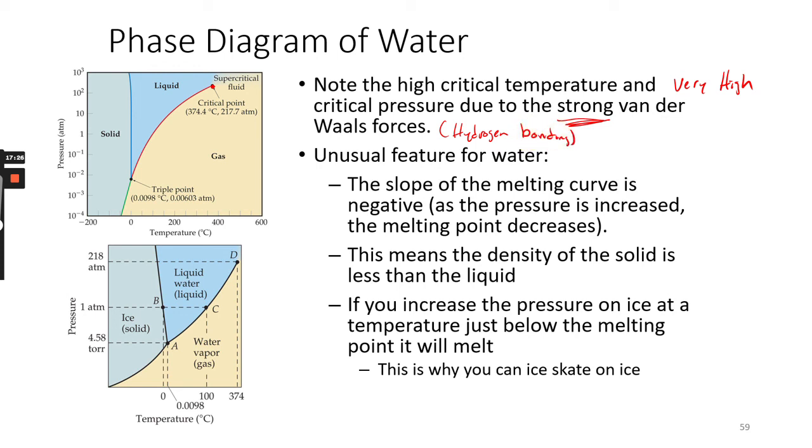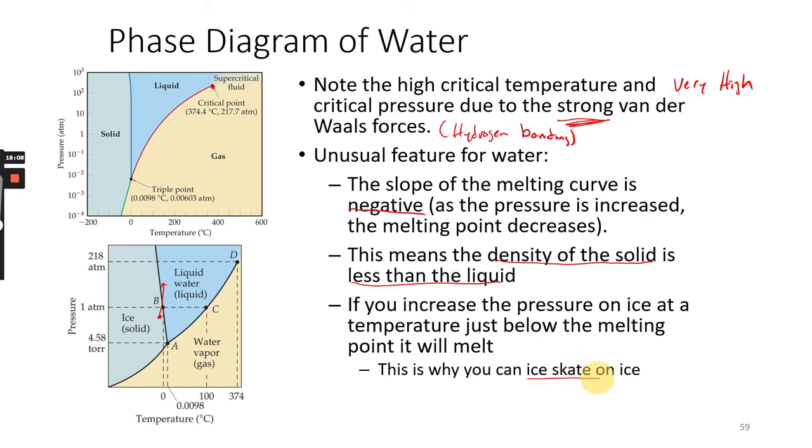What are some unusual features about the water? The slope of this line is not positive. It is actually negative. And since it is negative, it means the density of the solid is less than the density of liquid, which we kind of knew already because ice floats on water, right? Here's a zoomed up picture of it so you can see it is sloping backwards. And this is very interesting because say you are here and you increase the pressure. What happens to your ice? It turns into a liquid. So you can actually melt ice by just applying pressure to it.